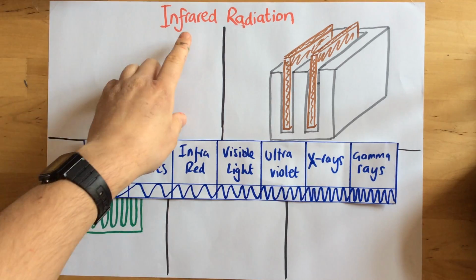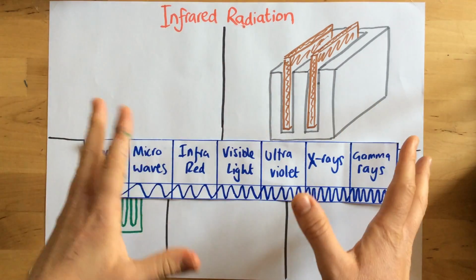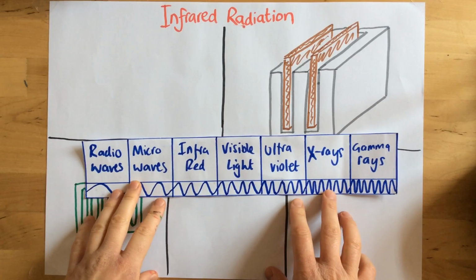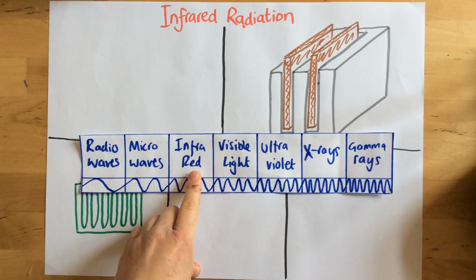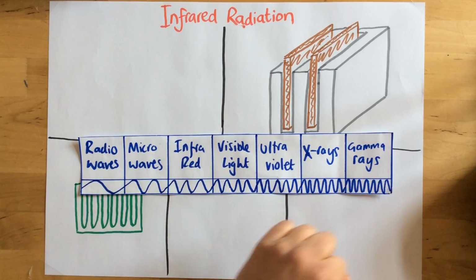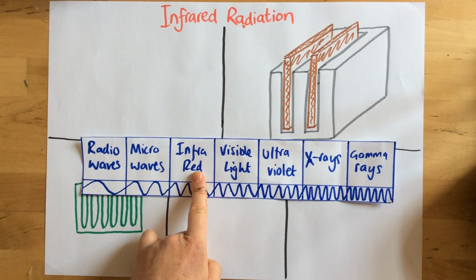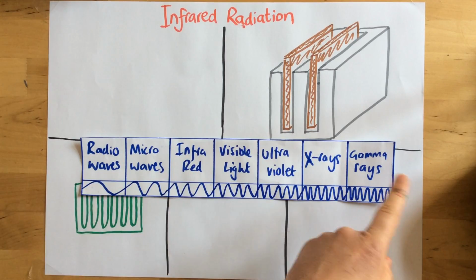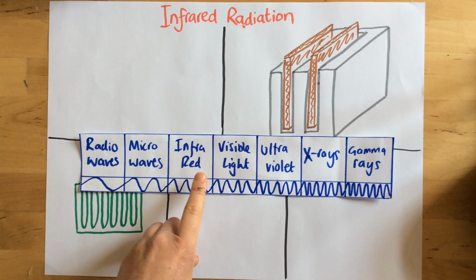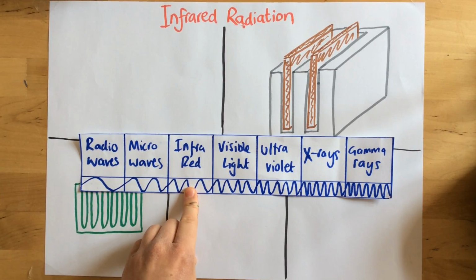Okay, today we're going to learn about infrared radiation and some of its uses. So to begin with, it's important to know that infrared is a part of the electromagnetic spectrum. It sits just between microwaves and visible light. Just like all of the other parts of the electromagnetic spectrum, it's a type of transverse wave that travels at 300 million meters per second in a vacuum. That's the speed of light.